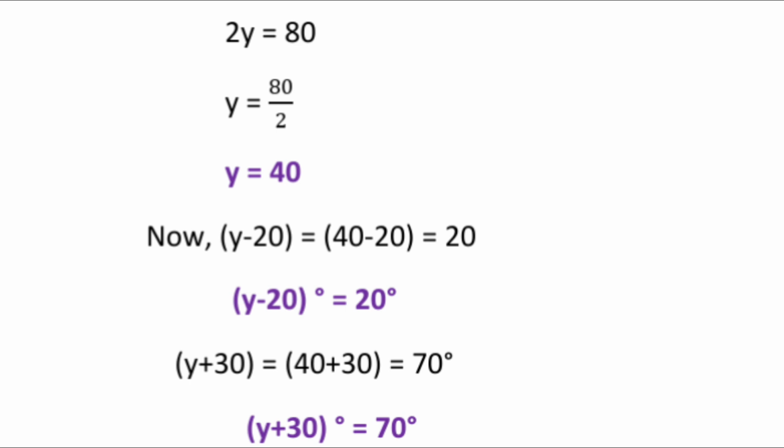Now y plus 30. y's value is 40, we calculated above. So put the value for y as 40. Then 40 plus 30 is 70. Then y plus 30 is equal to 70. So the complementary angles are 20 and 70. Here y minus 20 is equal to 20 and y plus 30 is equal to 70 degrees. So these are the values for the complementary angles.